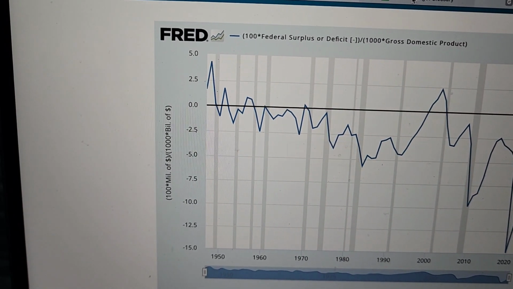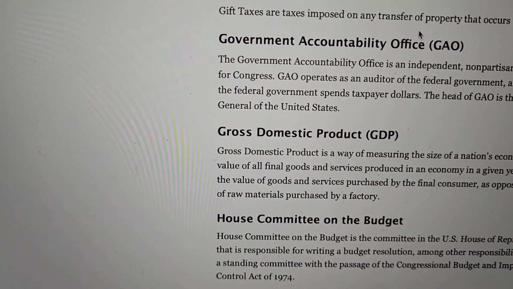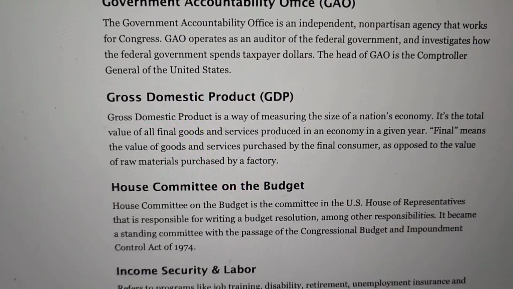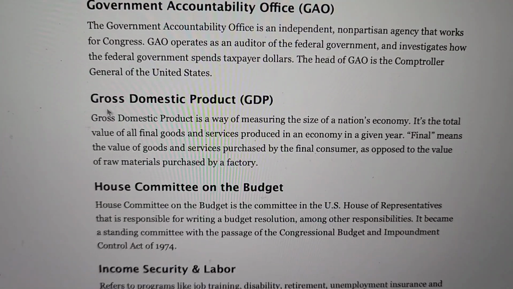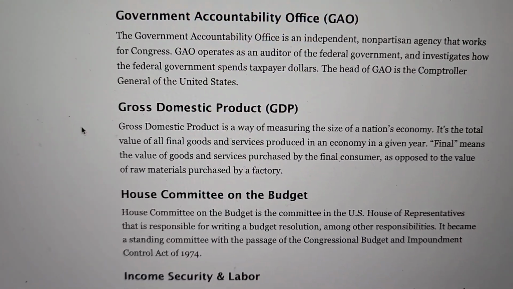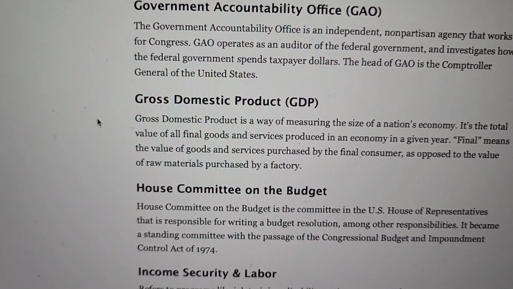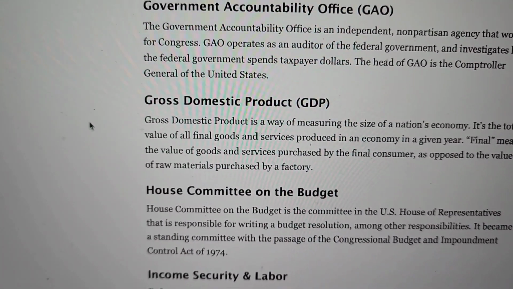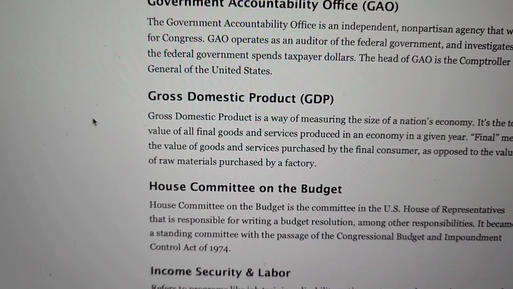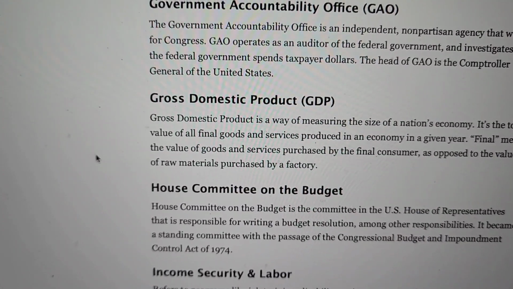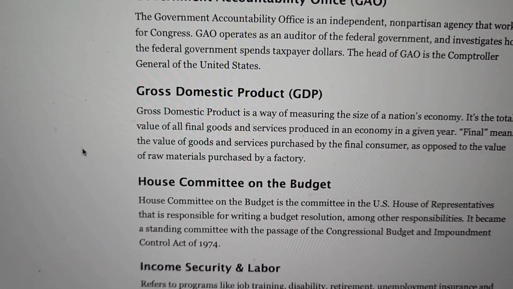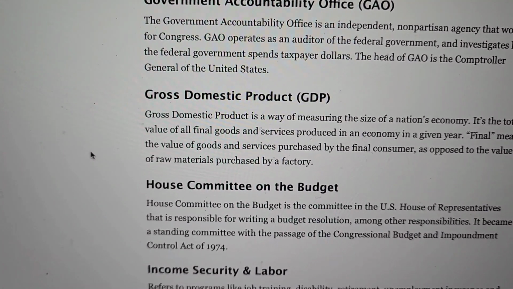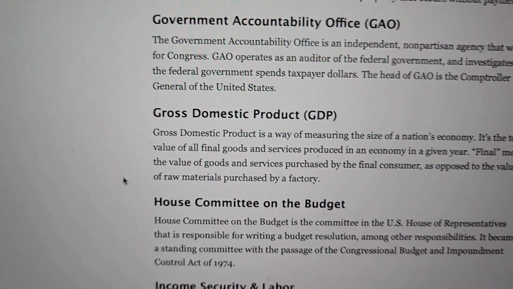If we go to the nationalpriorities.org glossary, we see GDP, gross domestic product. Gross domestic product is a way of measuring the size of a nation's economy. It's the total value of all final goods and services produced in an economy in a given year. Final means the value of goods and services purchased by the final consumer as opposed to the value of raw materials purchased by a factory.